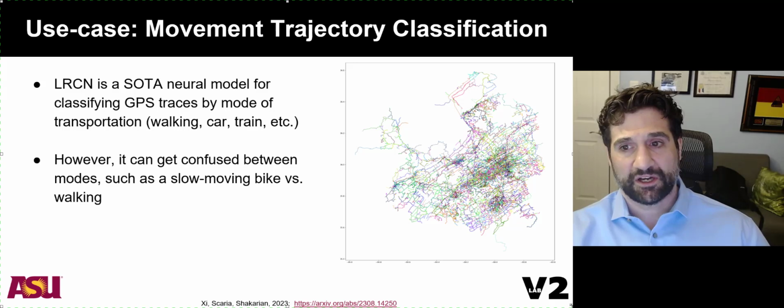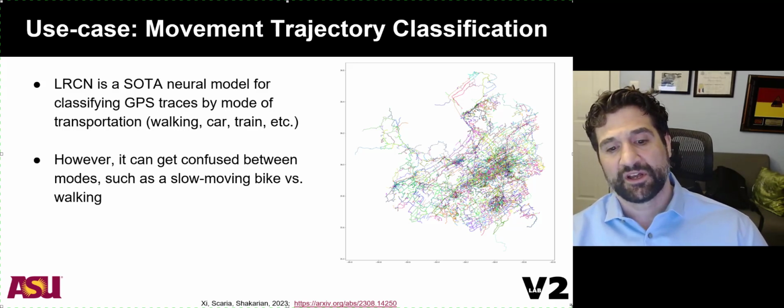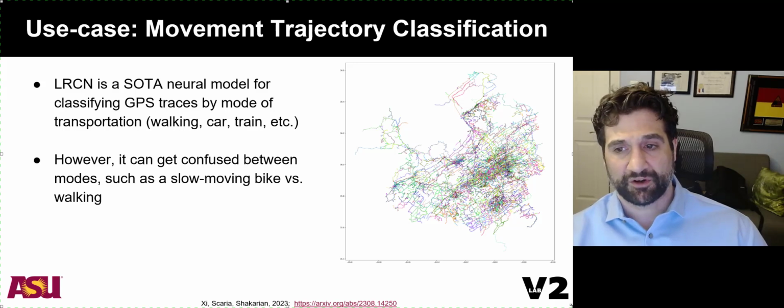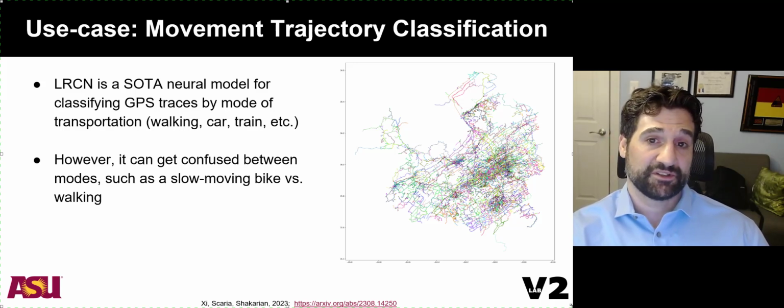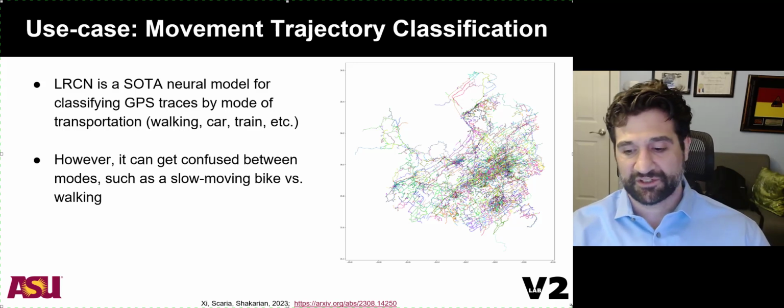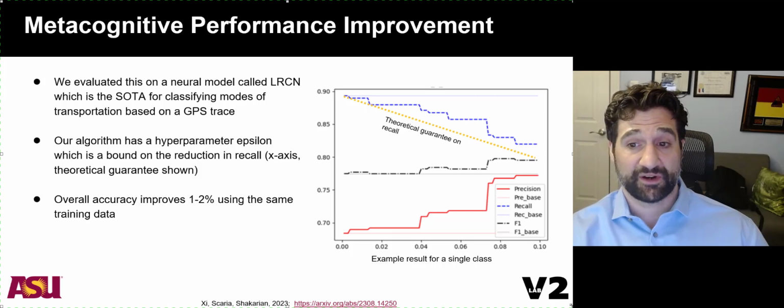And so we talked about this before on the channel, but we'll go over it quickly here. LRCN is a state-of-the-art model for predicting or classifying the type of movement in a GPS trace: walking, car, train, etc. But it can get confused between similar trajectories. So we wanted to learn some EDCR rules to correct this.